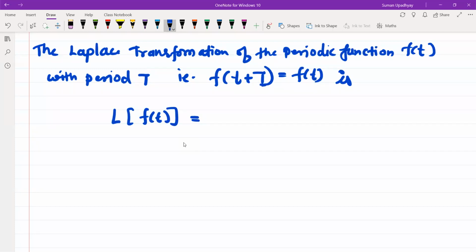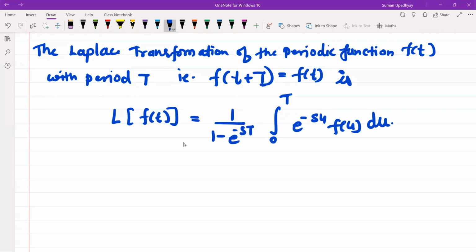The formula is 1 upon 1 minus e raised to minus sT, times the integration from 0 to T of e raised to minus su into f of u du. What is T? It is our period, the period of that periodic function. So this is the formula for finding the Laplace transformation of a periodic function.